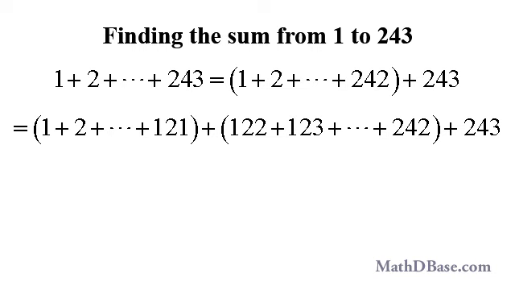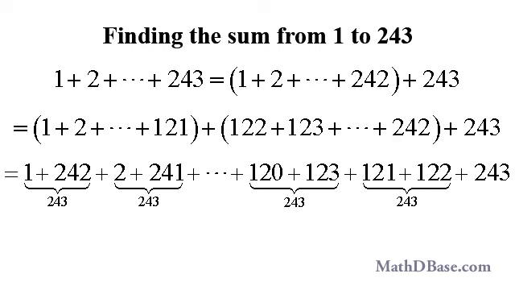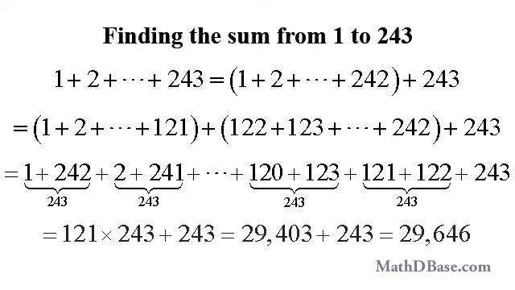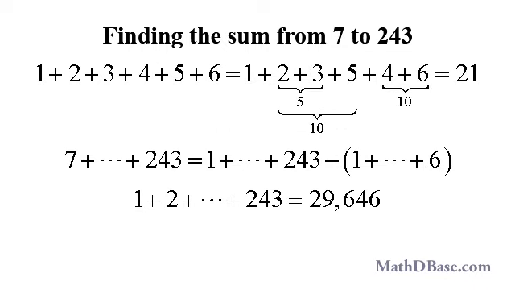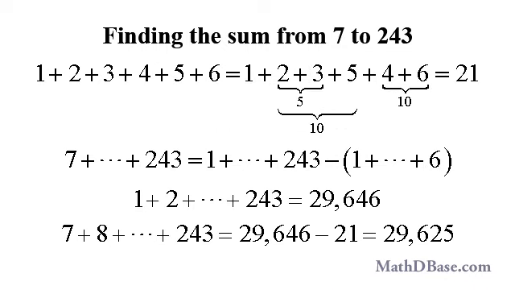Then rewrite the numbers as two groups of sums, finding the cutoff point by dividing 242 by 2 to create two groups of 121 addends, plus 243 at the end. Reversing the order of the second group and pairing as in previous examples, we have 121 pairs, each with a sum of 243. The sum is 121 times 243 plus 243, or 29,646. The sum from 1 to 6 is 21, so the sum from 7 through 243 is 29,646 minus 21, or 29,625.